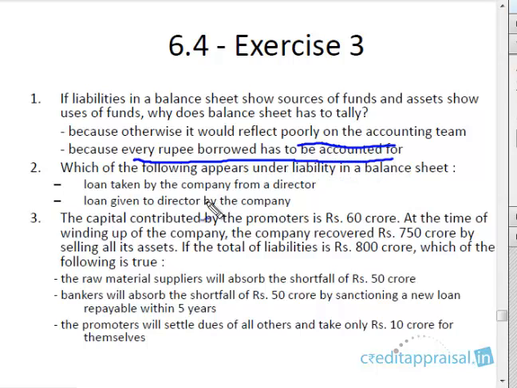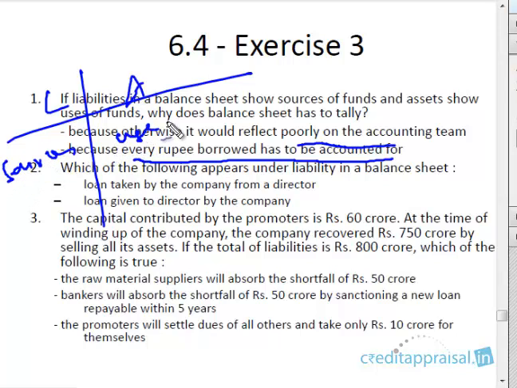Alright, this is an easy question. The options are also simple. I made the answers very simple to make sure that you get the answer right. So the point is, every rupee borrowed has to be accounted for. When you're saying the liability side represents sources and the assets represent uses, the balance sheet will tally because we are accounting for every rupee that we have borrowed.